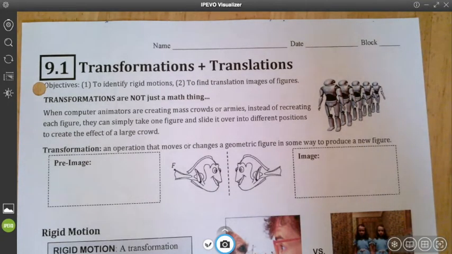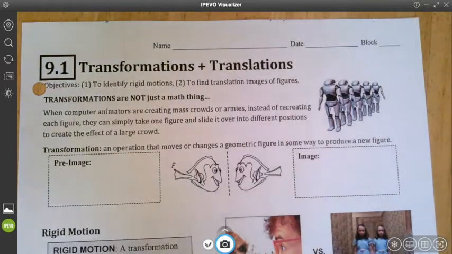Transformations are not just used in math. In computer animations, so for like TV, a lot of times what they'll do is they'll take an image and repeat it. They'll just kind of copy and paste and make slight adjustments for perspective and things like that. But really what they're doing is they're applying these ideas of transformations.